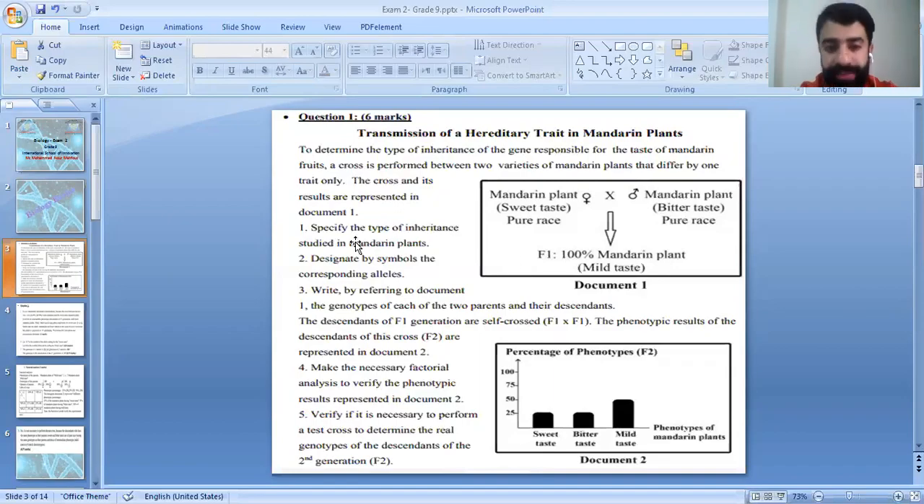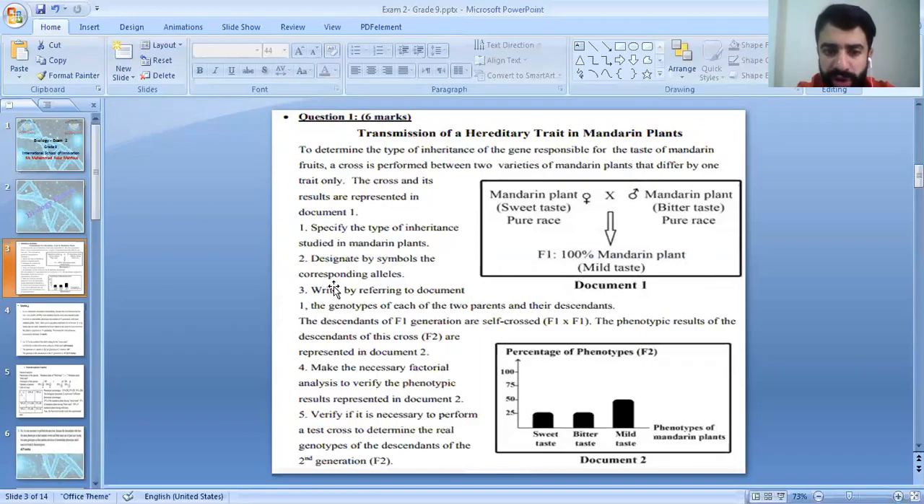They said to specify the type of inheritance, and we have to justify. So the type of inheritance studied in the mandarin plants is intermediate dominance, or incomplete dominance, since the cross between two parents that are of pure race, one of them with the sweet taste, which is the male, and the other with the bitter taste, which is the female, gave 100% with mild taste, which is in between the sweet and the bitter. So this is the case of intermediate dominance, or incomplete dominance.